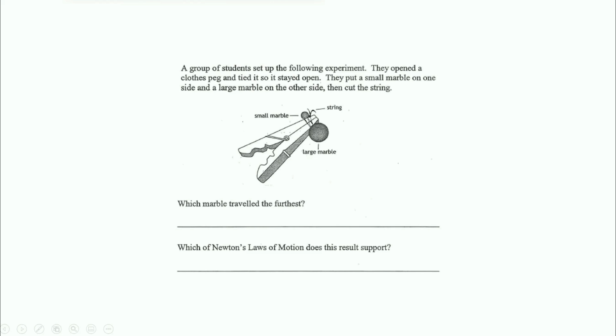Moving on, we have a peg that has been opened and held open with some string and a small and large marble placed either side. You cut the string, what happens? Well, the large marble flies off this direction and the small marble flies off this direction. Which one goes furthest? Well, the small one.